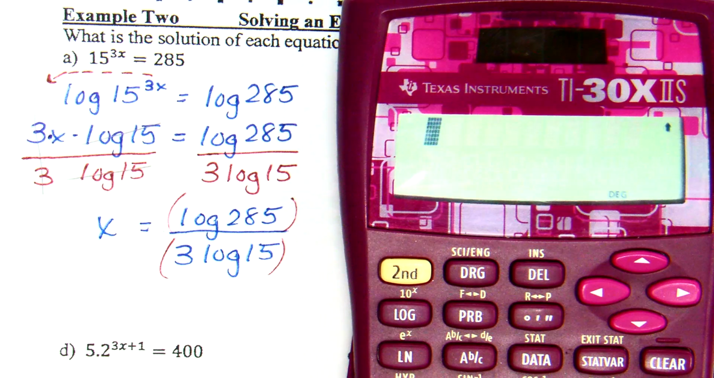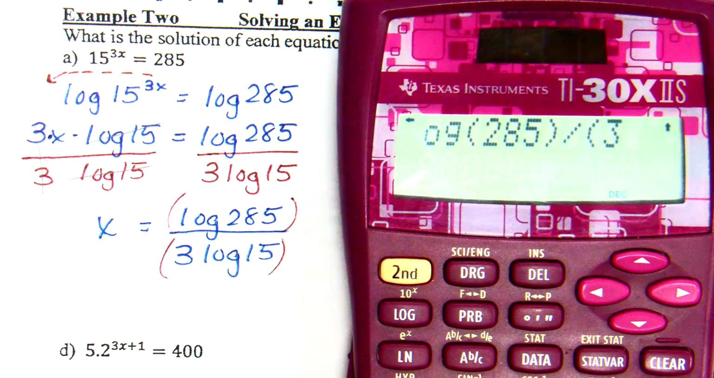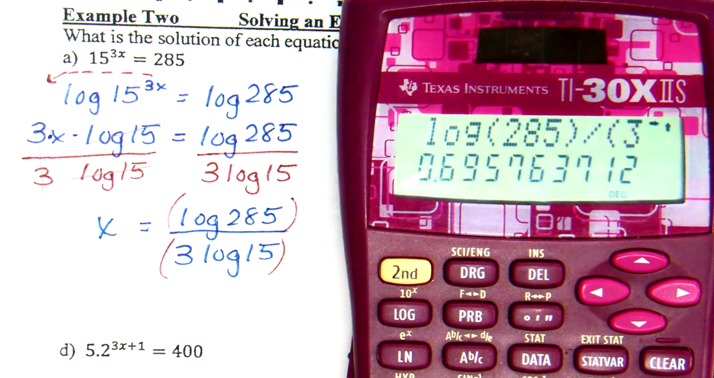So if I do log of 285 and in those parentheses, and then our option, divide. Since I have more than one thing in the denominator, I can start a set of parentheses, say 3 log of 15, and then I'm ending 2 sets of parentheses. There's the magic number you're looking for to come up on your calculator. Okay, that's your final answer. Did you have success? Because if you didn't have success, try it again, see what you can do.